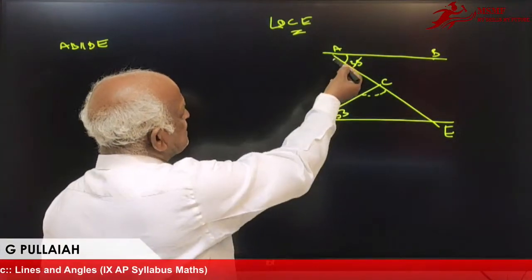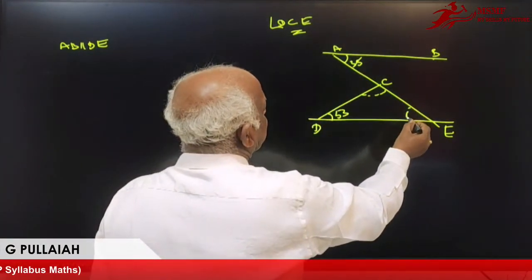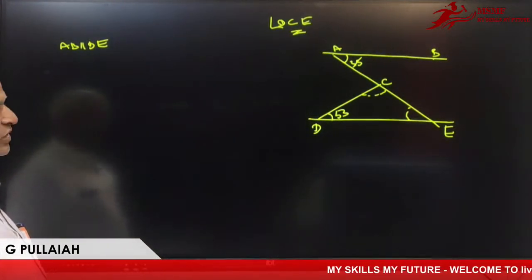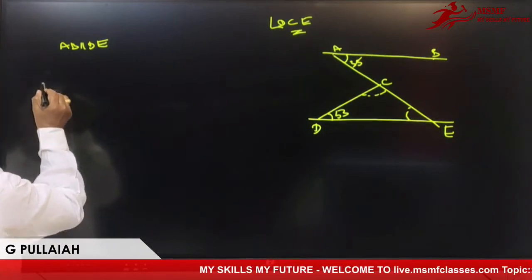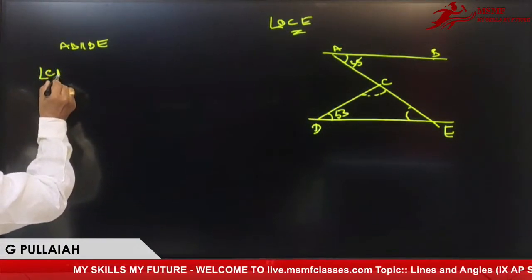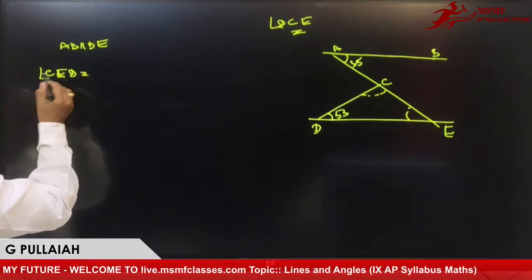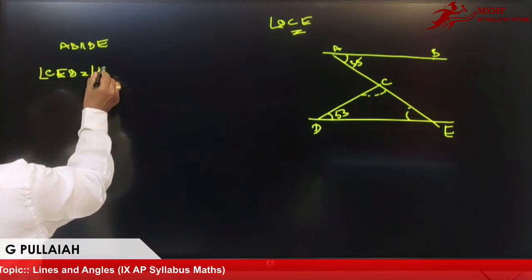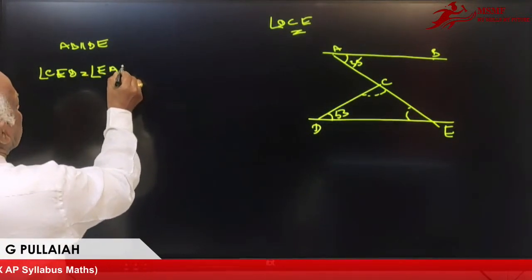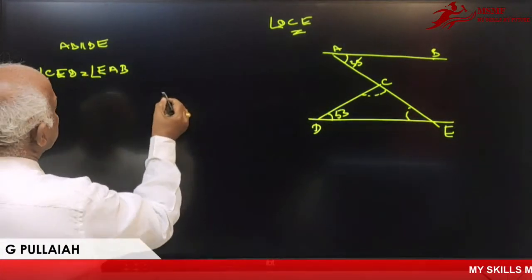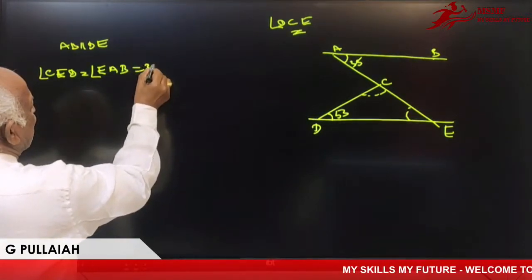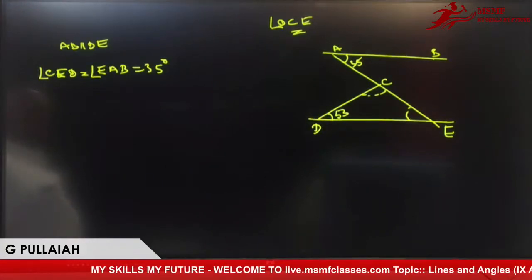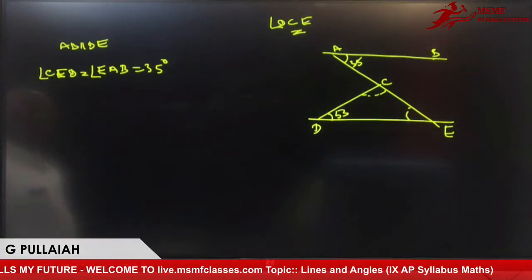So this A and angle E, both of them are alternate angles. Now here, angle CED is nothing but angle EAB, and it is given that EAB is equal to 35 degrees. So now you got angle CED, and you know angle CDE.